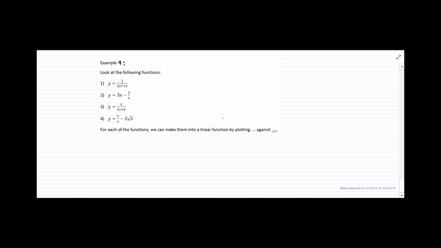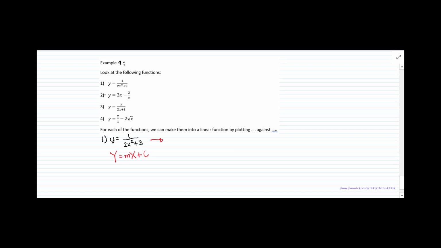For each function we have to plot one quantity against another to make it linear. 2x squared plus 3. Okay, this is a little bit hard because this expression is entirely different from y equals mx plus c. So we have to change this into something more similar to y equals mx plus c.